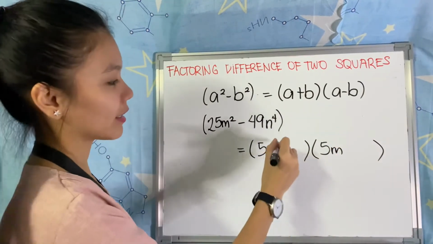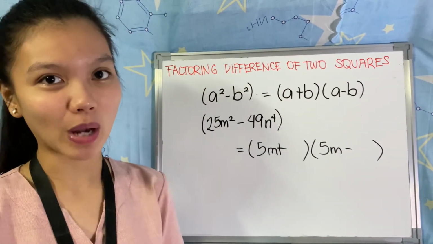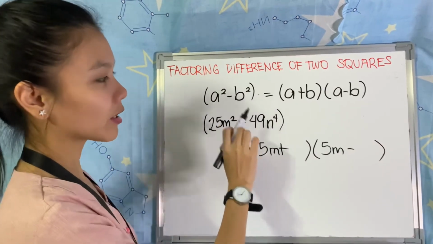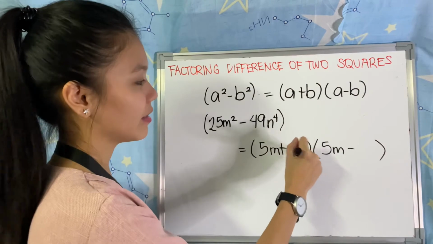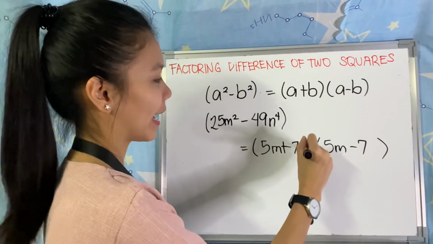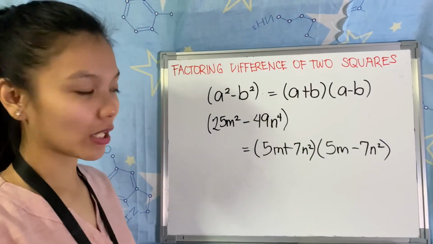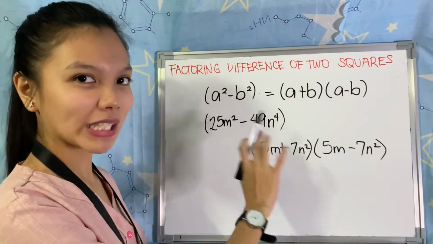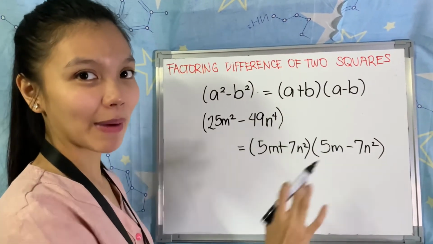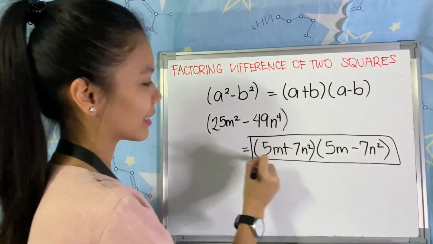Then, it is a sum and difference. Tandaan po ha, magkaiba dapat yung ating sign. Isang plus and isang minus. Then, the square root of 49 is 7, and the square root of n raised to 4 is n squared. Therefore, the factor of our given polynomial is the quantity 5m plus 7n squared multiplied by the quantity 5m minus 7n squared. So, ganun lang siya kasimple.